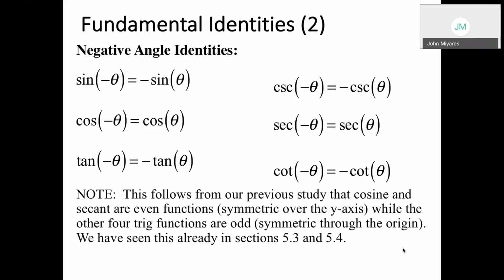The other 4 functions, sine, tangent, cotangent, and cosecant, are odd functions, symmetric to the origin, meaning that when you take the sine of a negative angle, you're going to get the negative sine of what that positive angle would have been. Same with tangent, same with cosecant, same with cotangent.